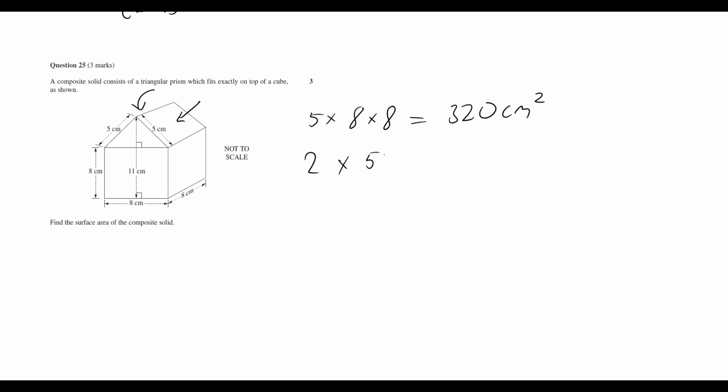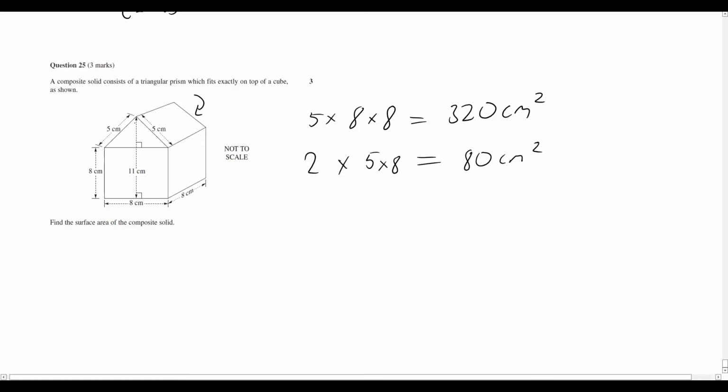So 2 times 5 times 8. Okay, and that gives us 80 centimeters squared. And now all that's left for us to figure out is the front face and the back face of this triangle section. So this part here, and then the one on the back.